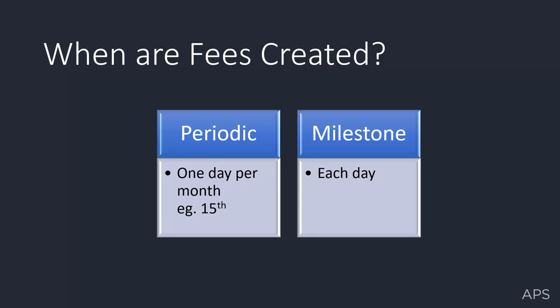Periodic contracts are best to be raised in the middle of the month, as stated on your fixed fee agreement. Milestone contracts are based on when the milestone actual date has been generated, therefore this potentially needs to be checked daily.